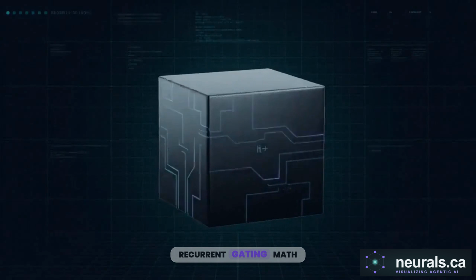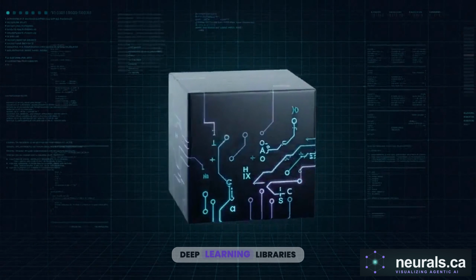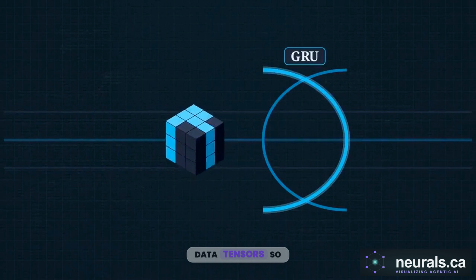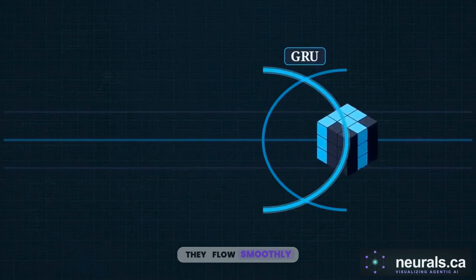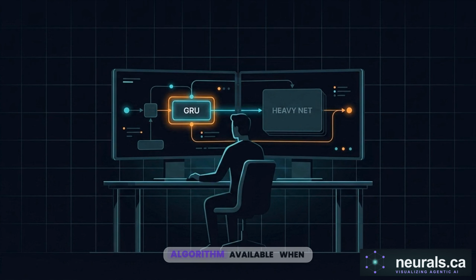Today, all of this highly complex recurrent gating math is completely extracted away by modern deep learning libraries. But how do we actually write this architecture into a single line of Python code? And how do we shape our data tensors so they flow smoothly through it? Understanding the underlying matrix operations gives you the power to choose the most efficient, precise tool for your data, rather than blindly deploying the heaviest algorithm available.